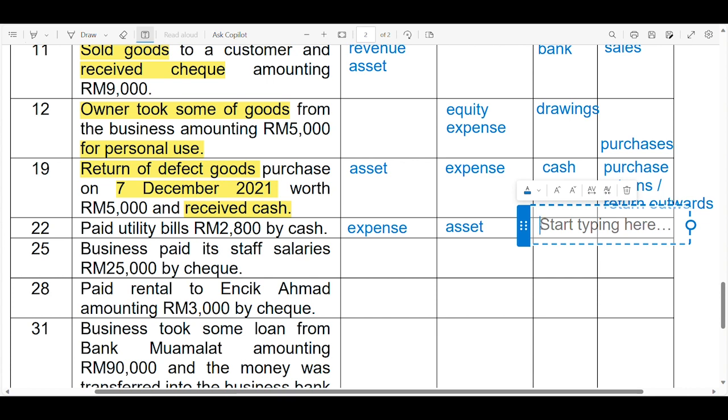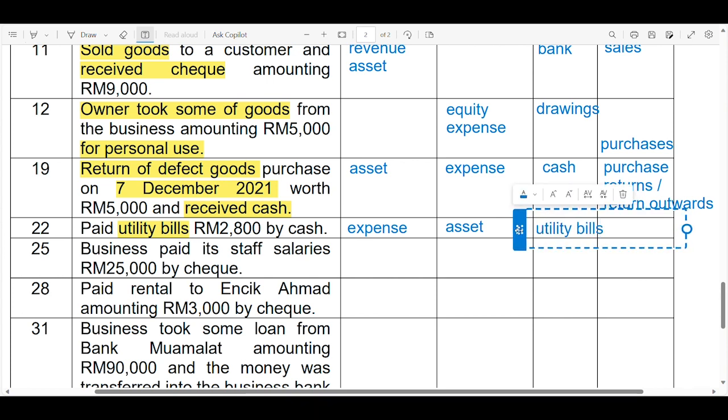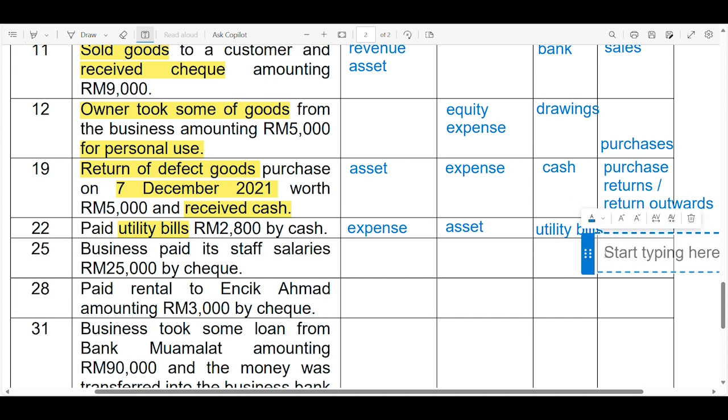You refer back to the transaction. The transaction said paid utility bill, so you open an account for utility bills. So you debit utility bills. That is the name of the account. And then decrease in asset. Decrease in asset, you credit which asset account? Cash account. Very good.